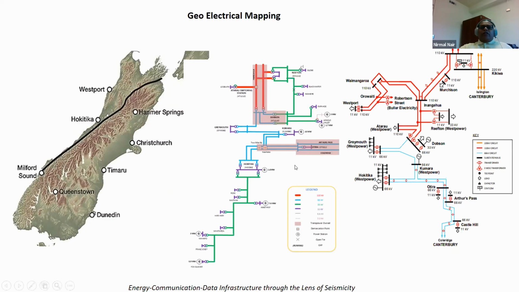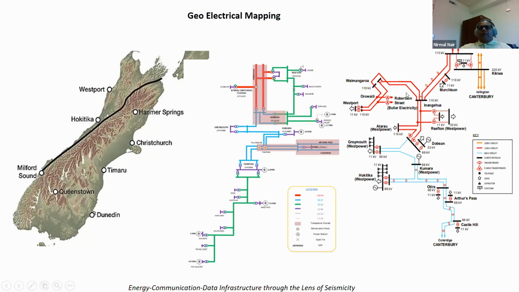So, this is the geoelectric map. This is the Alpine Fault trajectory, the potential trajectory. This particular one is the whole of the West Coast distribution network, as you can see. Usually electrical engineers look at this and do all their analysis for security and reliability.